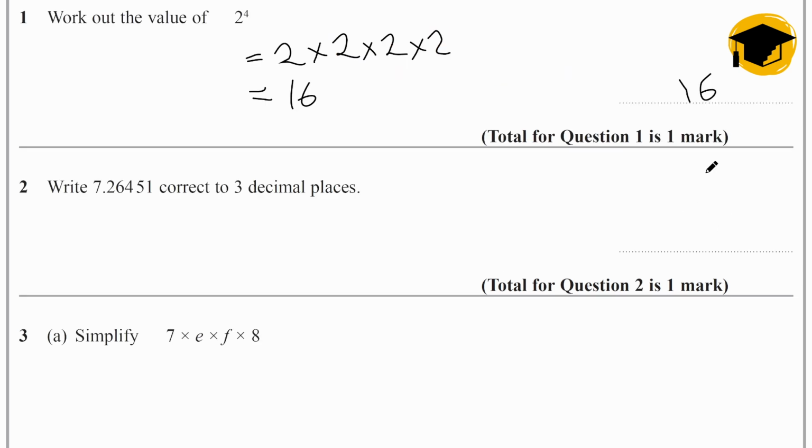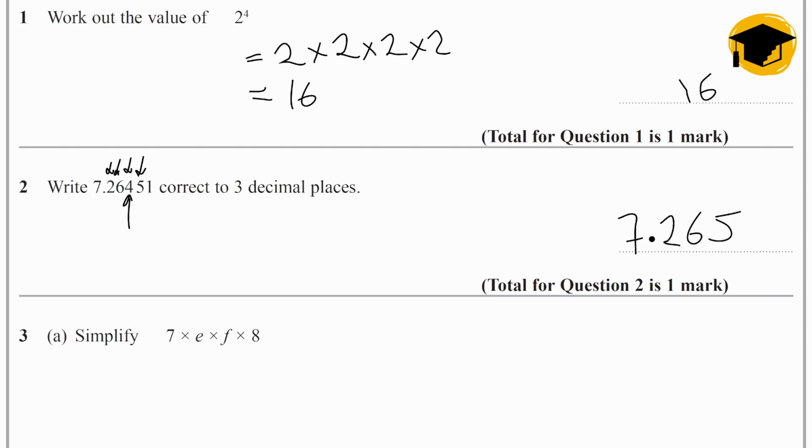Question 2. Write 7.26451 correct to 3 decimal places. So look at the decimal place. You've got 1 number, 2 numbers, 3 numbers, and then the next one. Is it 5 or above? Yes, it is. Therefore, I need to round up the number before by 1 decimal place.